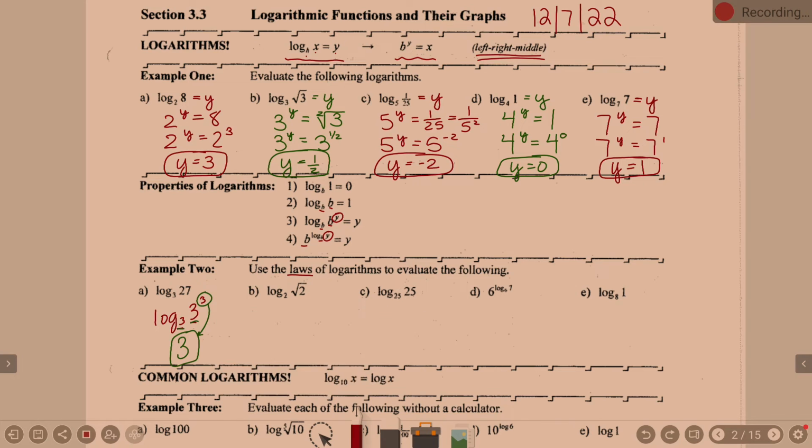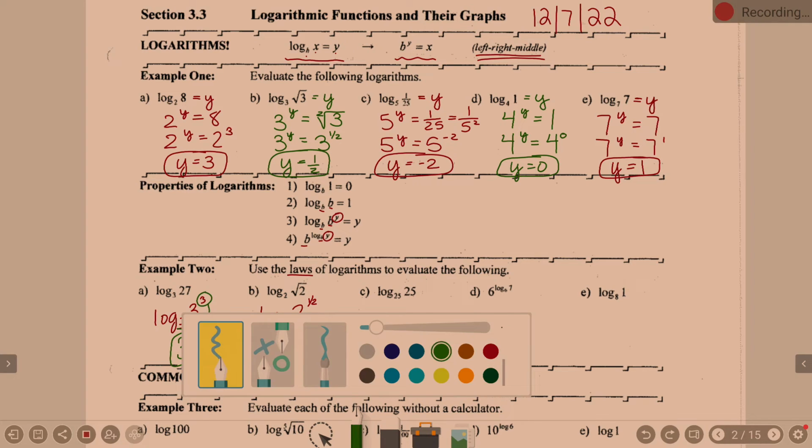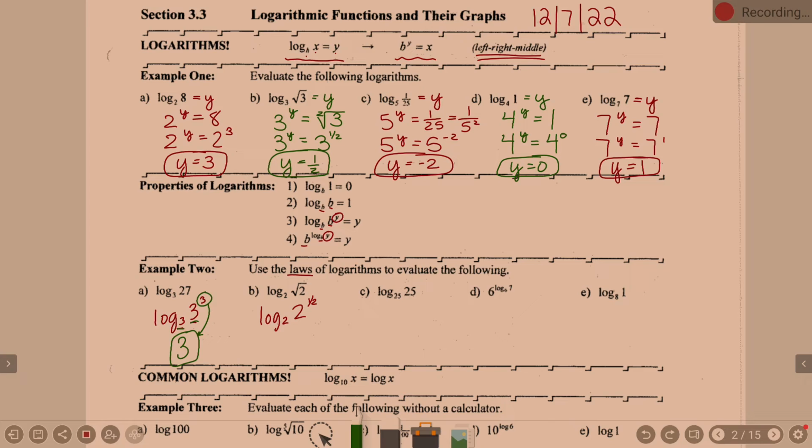How can we rewrite example B to use our properties? This is log base 2 of 2 to the 1/2 power. The property says, because those 2s match, what is my answer? The exponent, 1/2.